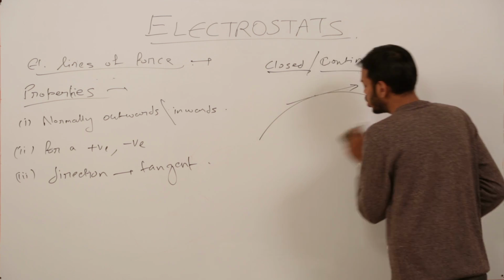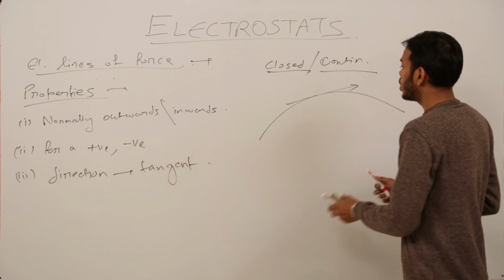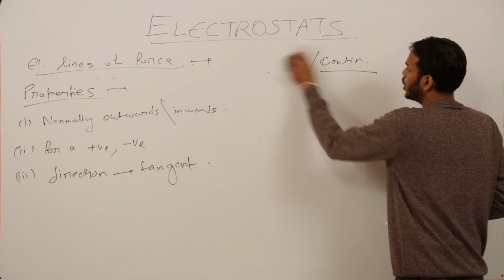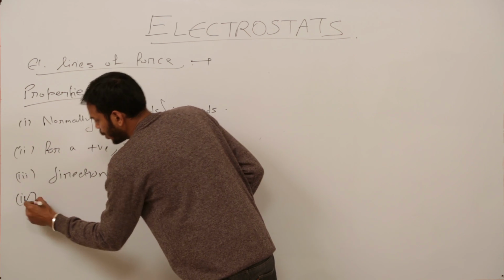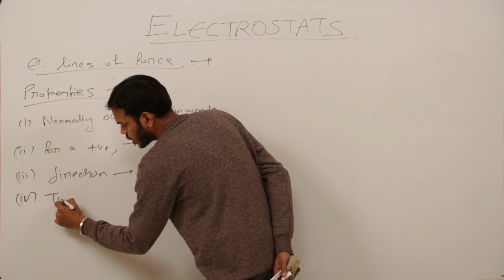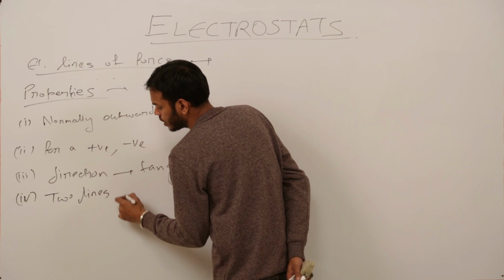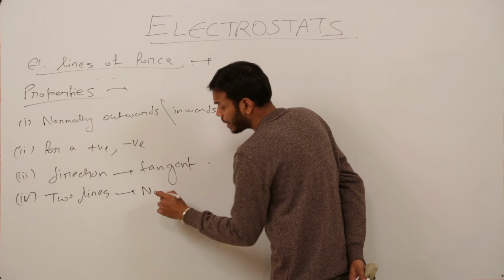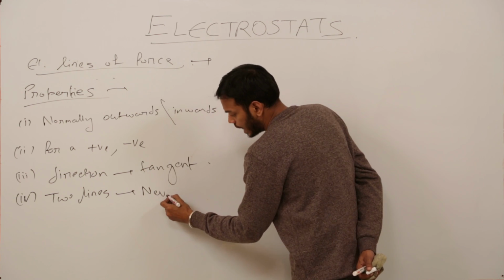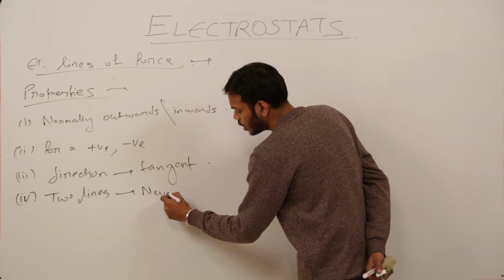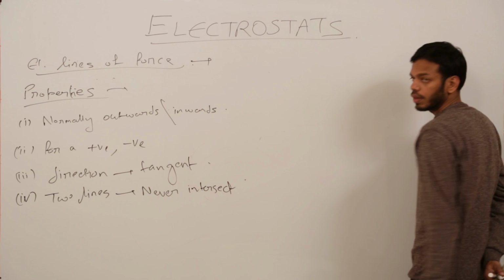Alright, let's come to the tangent point, which is clear. Direction at any point is given by the tangent. So this property gives rise to another very unique property, that is, two electric lines of force never intersect each other. I am writing only the key points here. You have to write the full statements if you are asked. Two electric lines of force never intersect each other. Why?